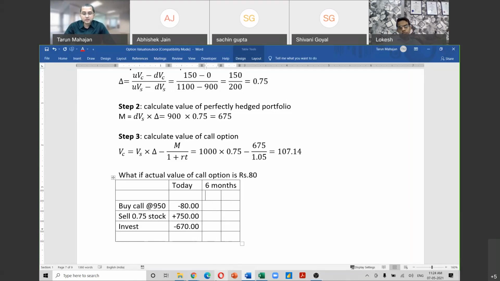Now after 6 months, there are two probable prices. Either it will rise to 1100 rupees or it will fall to 900 rupees, right?